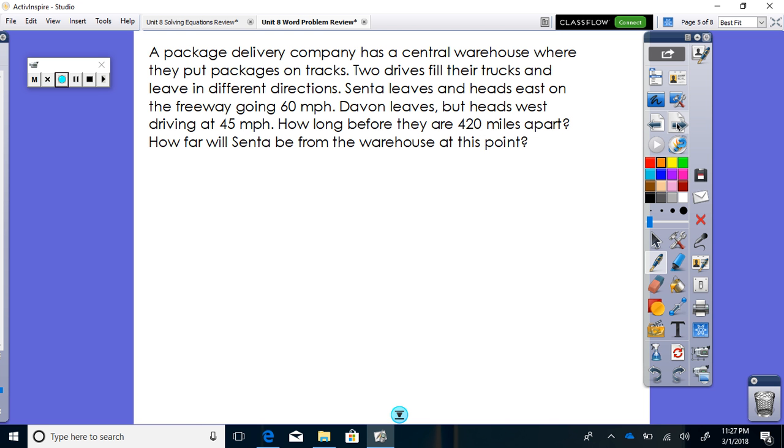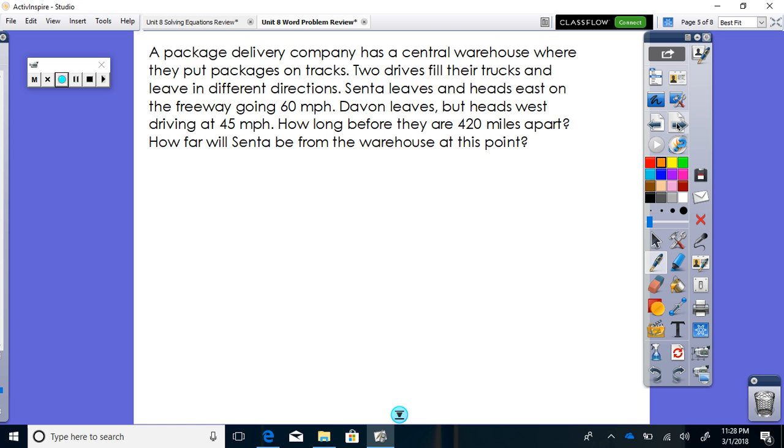The package delivery company has a central warehouse where they put packages on trucks. Two drivers fill their trucks and leave in different directions. Senta leaves and heads east on the freeway, going 60 miles per hour. Devon leaves but heads west, driving at 45 miles per hour. How long before they're 420 miles apart? How far will Senta be from the warehouse at this point?